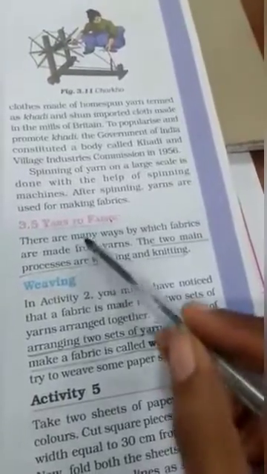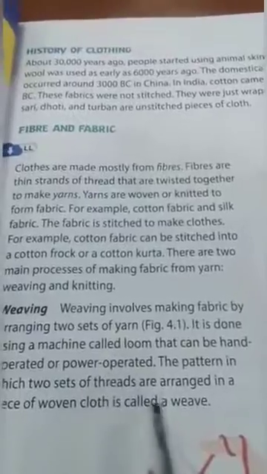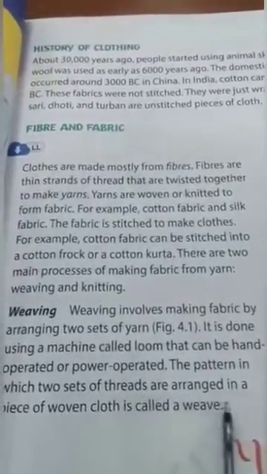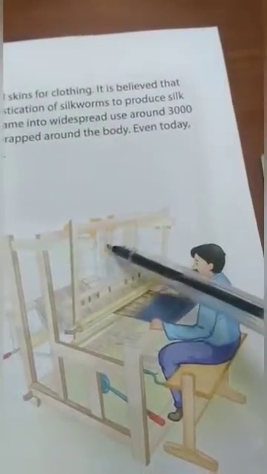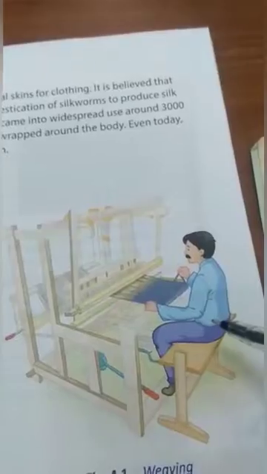Now yarn is converted into fabric. There are two main processes in which yarn is converted into fabric. One is weaving and second is knitting. First one is weaving. Weaving involves making fabric by arranging two sets of yarn. It is done using a machine called a loom. You can see in this picture, this machine is called the loom and the person is operating it. This machine can be operated by hand or by power. The pattern in which two sets of threads are arranged in a piece of woven cloth is called weave. This is the pattern of arranging the yarn. This is one yarn and this one is the second yarn, and they are arranged in this pattern and the fabric is made.